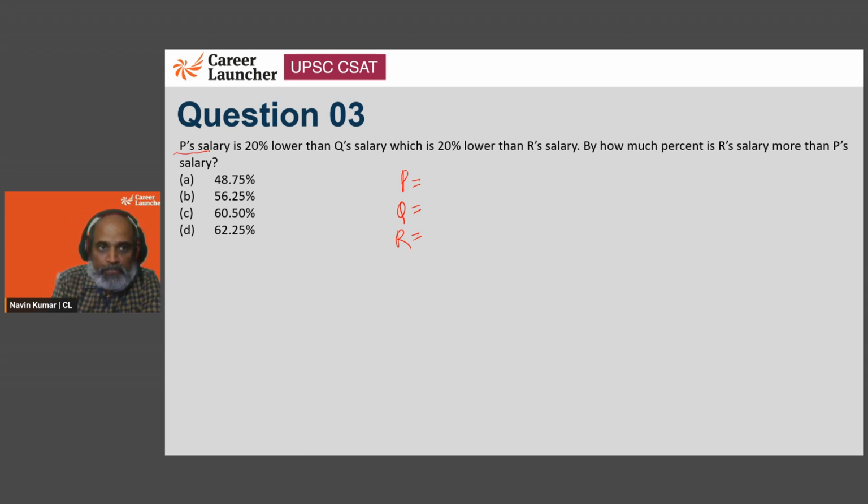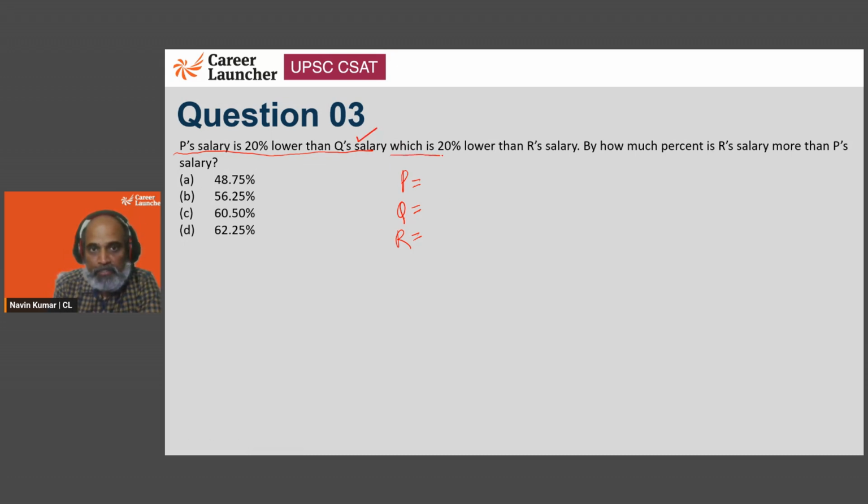We need these three values. If you read the first part of the statement, it says P's salary is 20% lower than Q's salary. So basically, if I know Q's salary, I can calculate P's salary. But if I know P's salary, it will be a little difficult to figure out what Q's salary could be. Because Q's salary, whatever it is, if I reduce that by 20%, then P's salary will come. If P's salary is known first, then Q's salary will not be 20% more than that. That's not how percentages work, right? So we need Q's salary before we know P's salary.